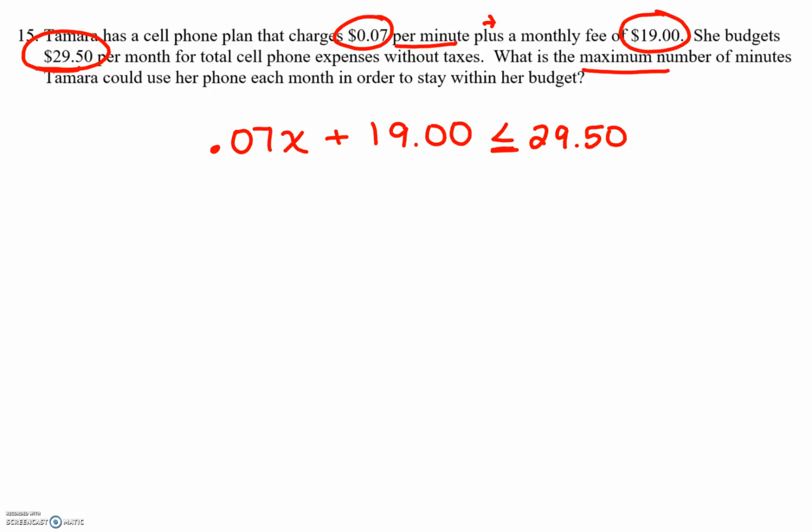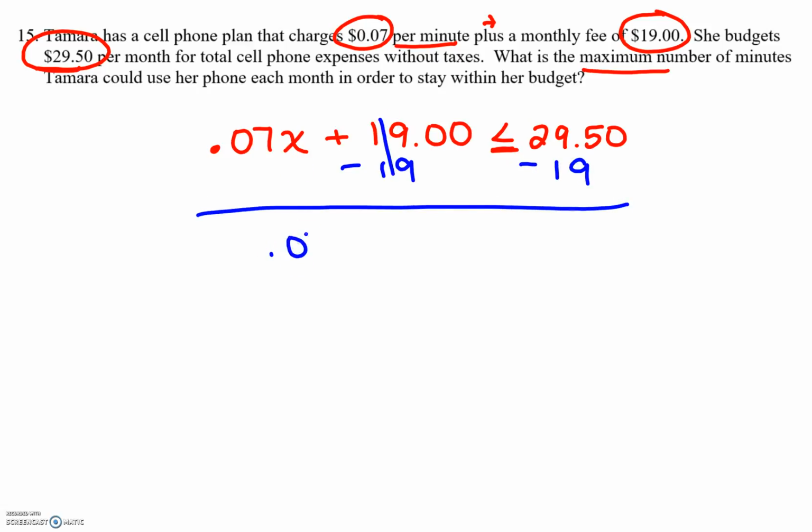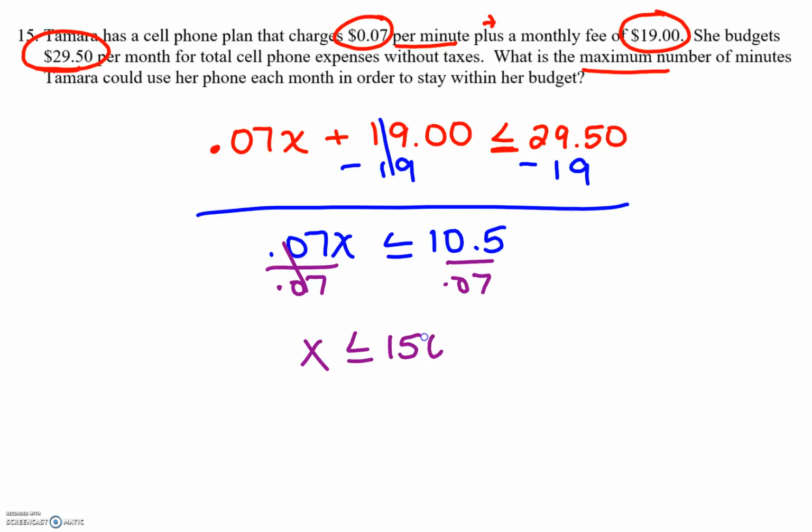So from here, I want to take my 19 and subtract it from the $29.50. And then $29.50 minus 19 is $10.50. From here, we want to divide by 0.07. And x is less than or equal to 150. So that means the most amount of, what were we talking about? Minutes would be 150.